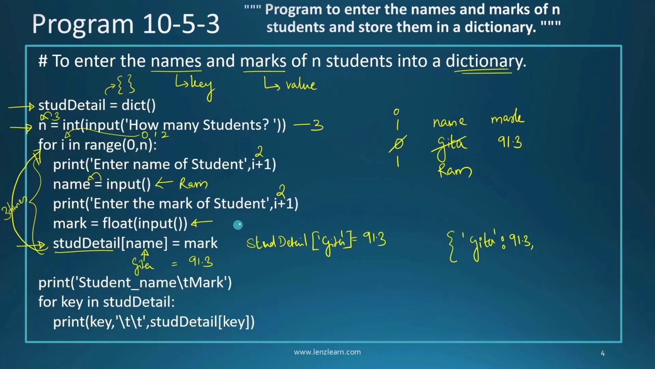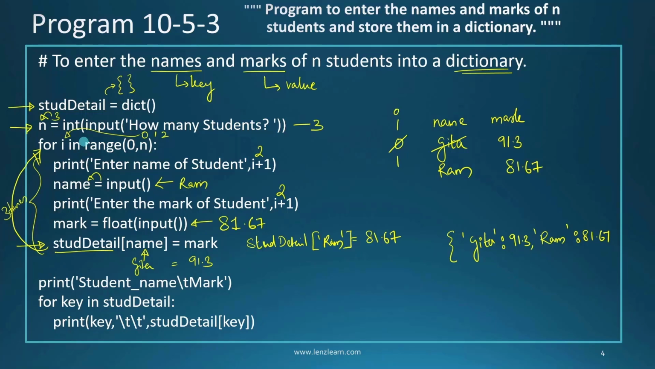You can enter any marks for Ram, for example 81.67. So now this will be stored into mark. So mark will be 81.67. After that this statement will evaluate like student detail of name. Right now name is Ram. So here it will be Ram. And after that here you have mark, so that will be 81.67. So this will create a new item in your dictionary with key as Ram colon value as 81.67.